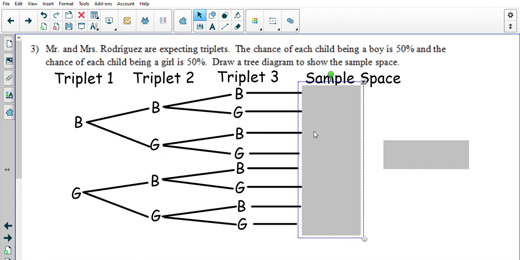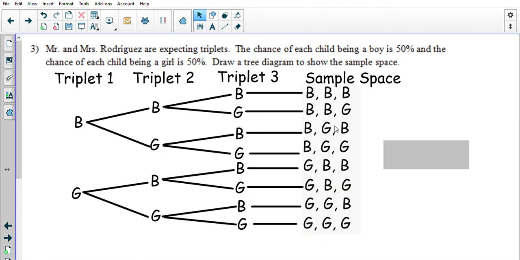So my sample space, my outcomes will be boy, boy, boy; boy, boy, girl; boy, girl, boy; boy, girl, girl; girl, boy, boy; girl, boy, girl; girl, girl, boy; and girl, girl, girl. Now keep in mind, two girls and one boy is essentially the same in the long run. This is specifically looking at the order in which they're born as well. We again have 8 total outcomes, which makes sense. 2 for the first triplet, 2 for the second, 2 for the third.